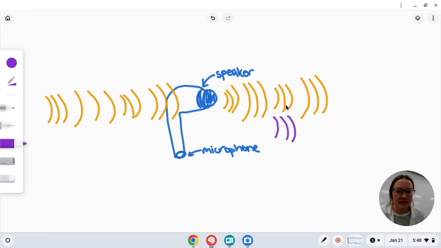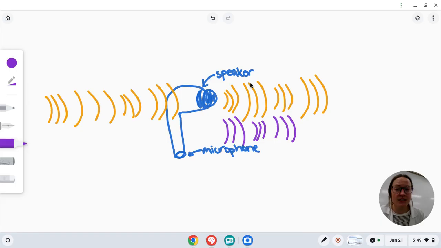Then, instead of playing this compression right here, it plays the compression just a slight little bit behind, just slightly delayed. Then when it plays this rarefaction, it plays it just slightly delayed like this. Like so. So here's what happens. Your speaker plays the same sound, but just slightly shifted backwards, just slightly delayed, so that you get little rarefactions lining up with compressions from the actual sound.